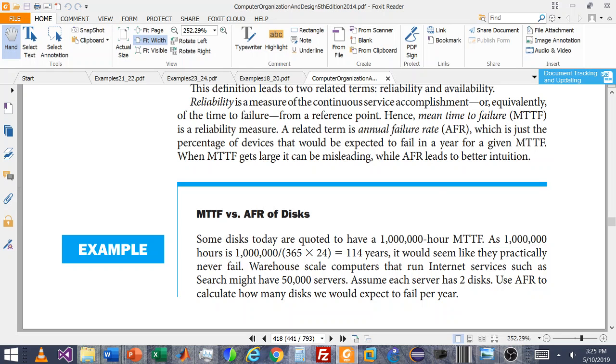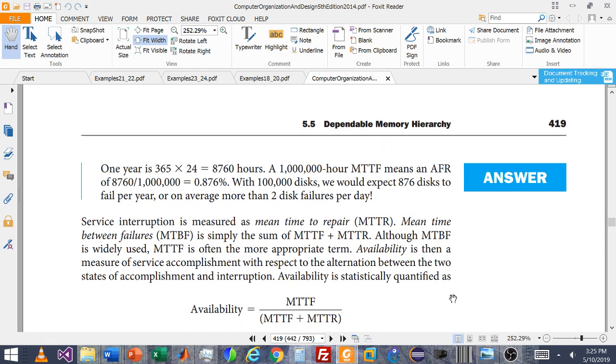And so it asks you to use AFR, annual failure rate, to calculate how many disks we would expect to fail per year. Well, how do you come up with an annual failure rate? Well, it's just a ratio. Since our MTTF is in hours, we need to put the ratio in hours so that the units divide out. So how many hours are there in a year? 8,760. And then we just create a ratio out of that.